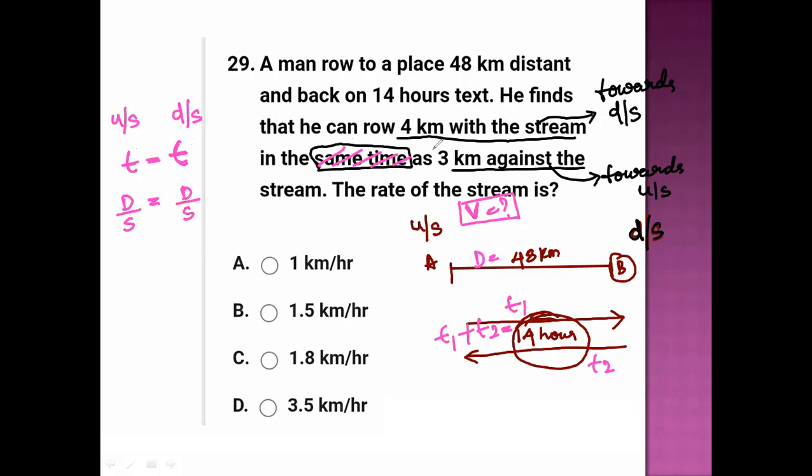Okay, so I'm using it here. He has given that he finds he can row 4 kilometers downstream. Okay, 4 kilometers towards the downstream. This is what they have given. So now, this 4 is the distance. And towards the downstream, what is the speed?